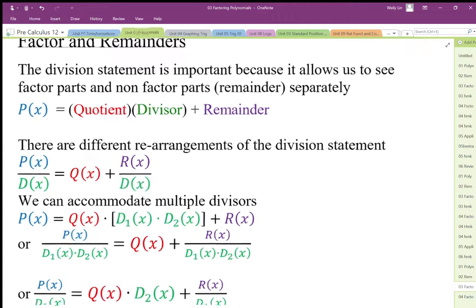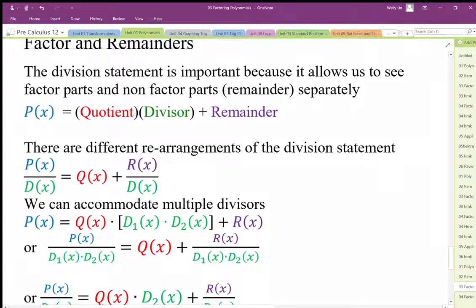Remainders, we have this division statement, and this division statement is very important. Okay, so we can see the factor pieces here and a remainder piece. If the remainder is 0, that's great, because then we're only dealing with these factor pieces. Now there are different rearrangements of this division statement.